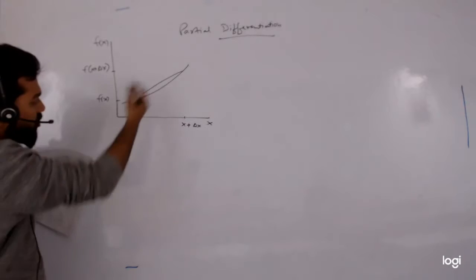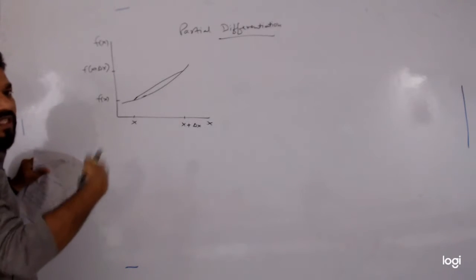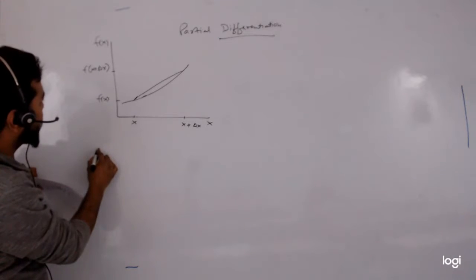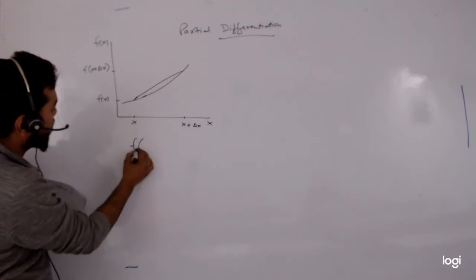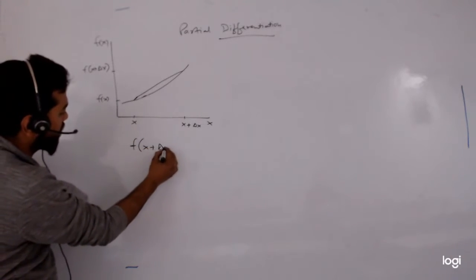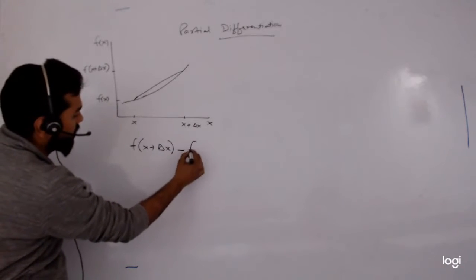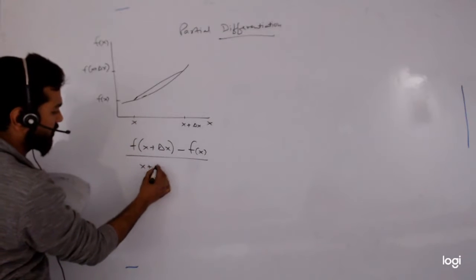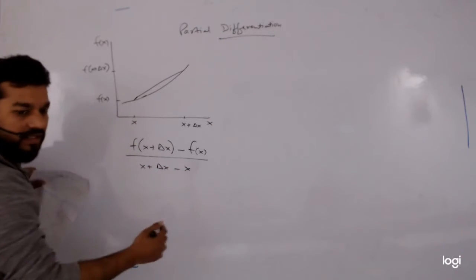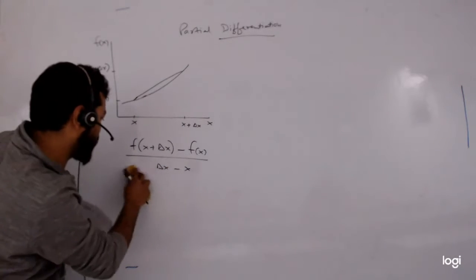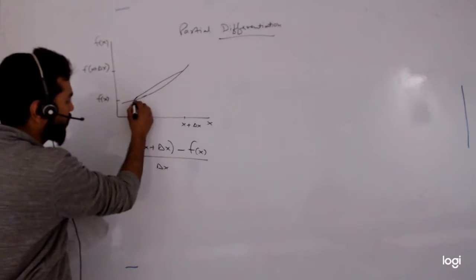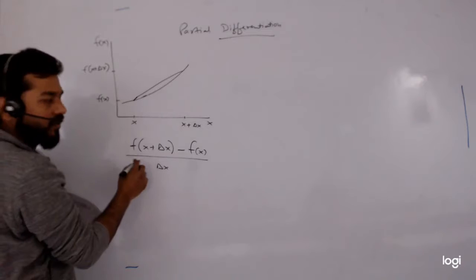The slope of this secant, what slope? Slope is rise over run. So the slope of this secant would be f of x plus delta x minus f of x, which is the rise, and the run is x plus delta x minus x. The x's get cancelled, and you'll be left with delta x. What we want is the slope at x.